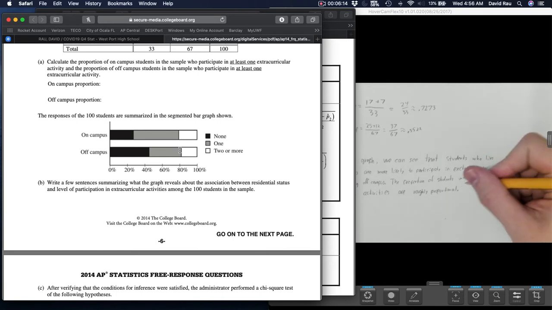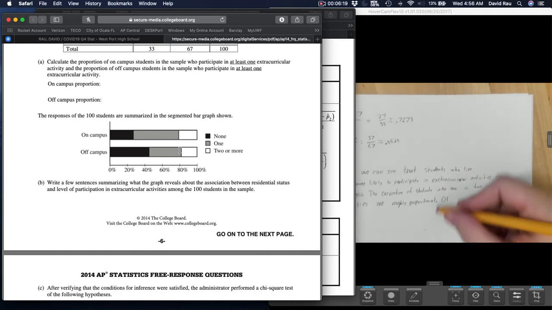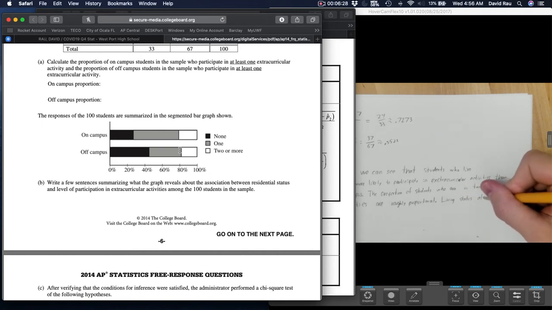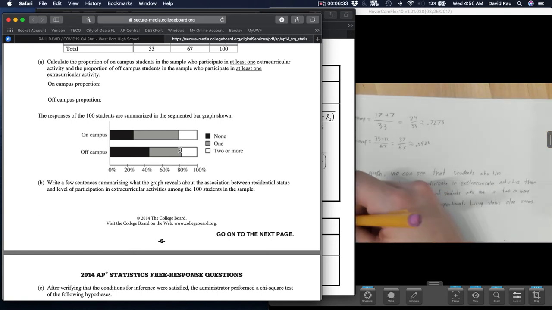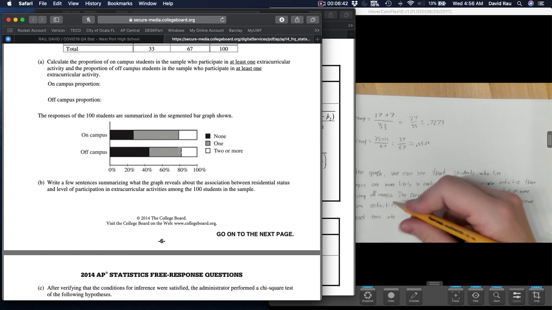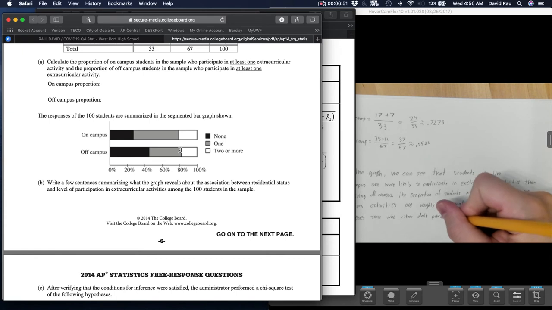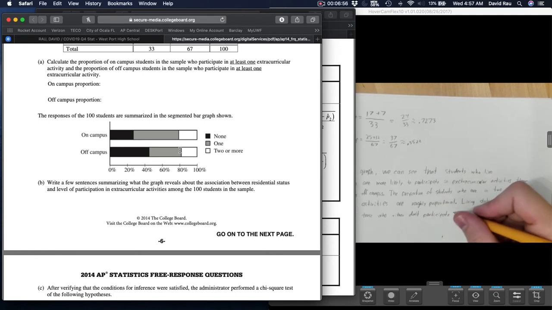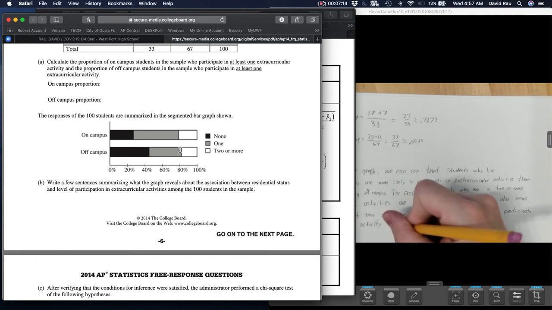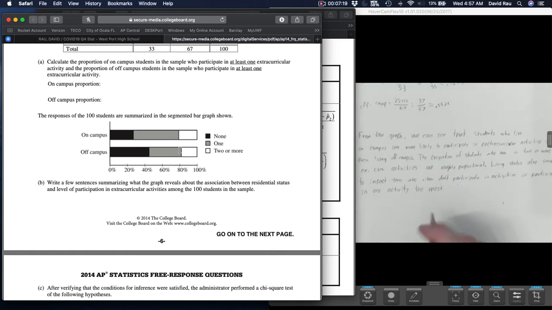And then last but not least, we can say that living status also seems to impact those who either don't participate, or really just saying the same thing in a different way, in activities, or participate in one activity the most. All right, so in other words, that second sentence is rewritten in a third sentence.